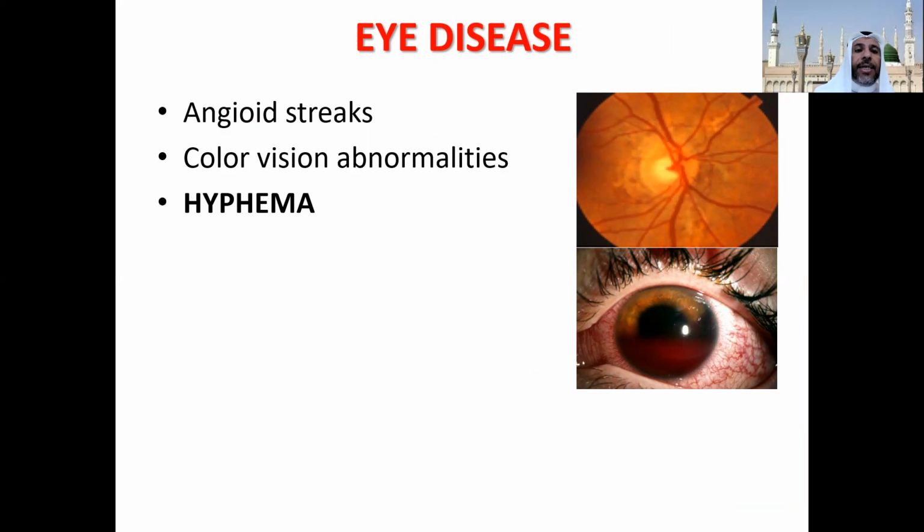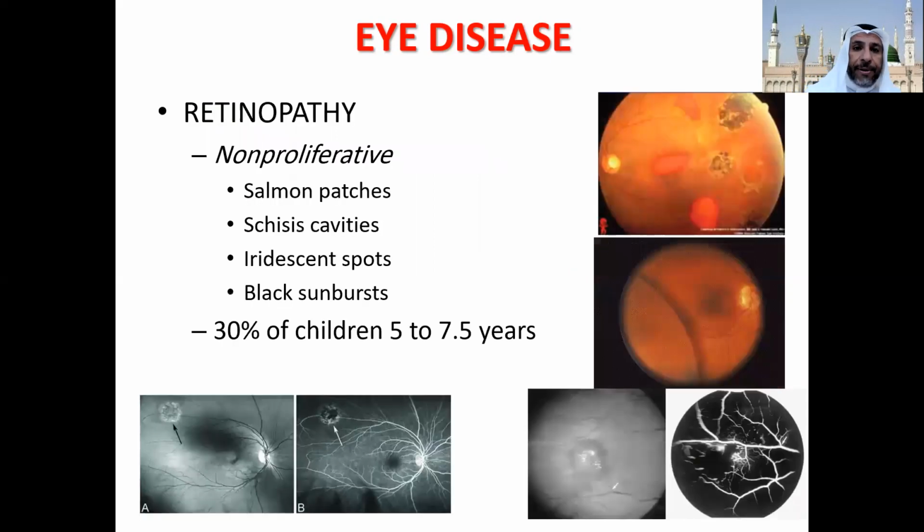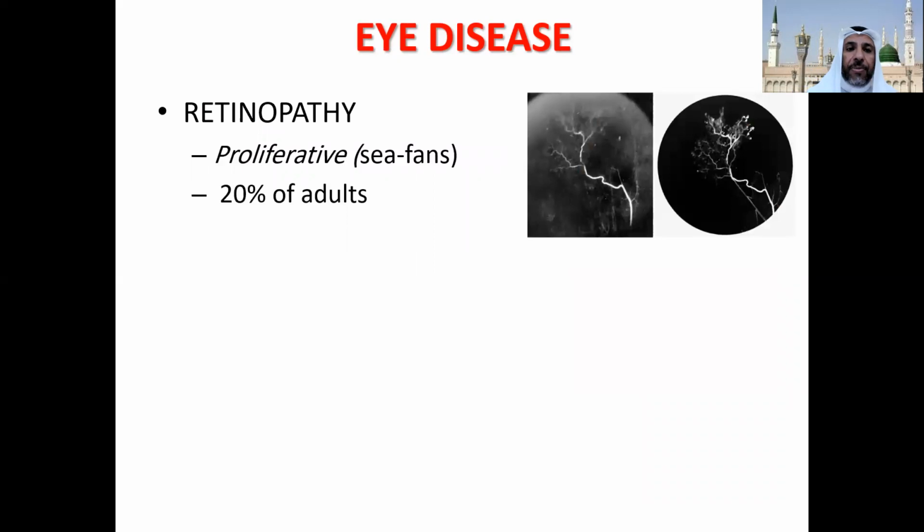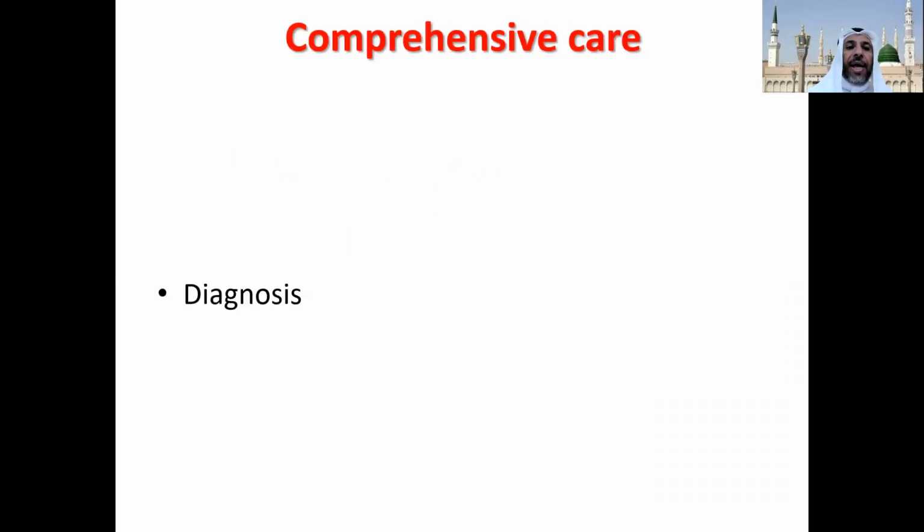Retinopathy, eye disease, hyphema, color vision problems, it happens in many sickle cell anemia patients, and we need to check for it and screen for it every 2 years after the age of 10 years. It is very common to find retinopathy in those patients, which is a non-proliferative type or proliferative type.